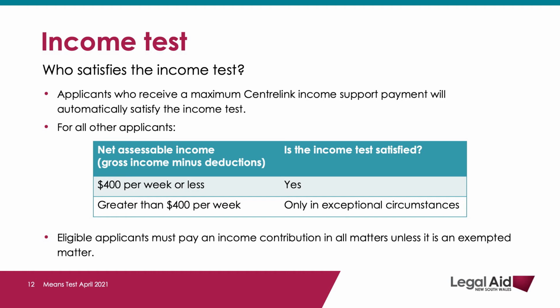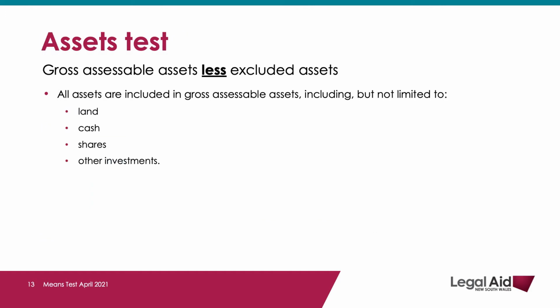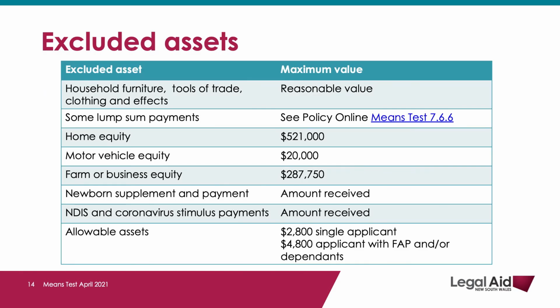Eligible applicants must pay an income contribution in all matters unless it's an exempt matter. This is generally $75. The second limb of the means test is the assets test. Here we consider all assets less excluded assets. This includes land, cash, shares, and all other investments. This table shows the assets we exclude so long as the value does not exceed the maximum limit.